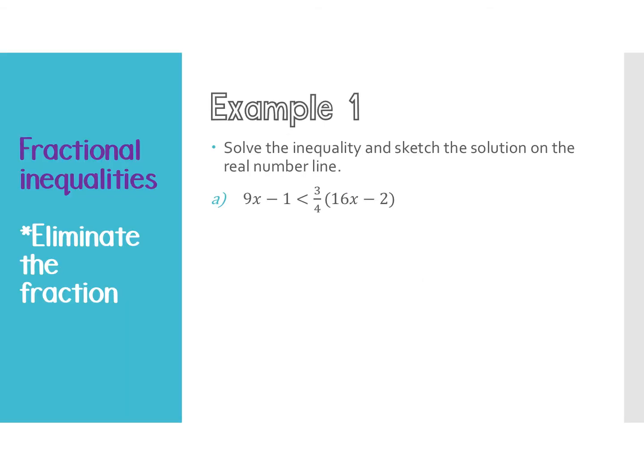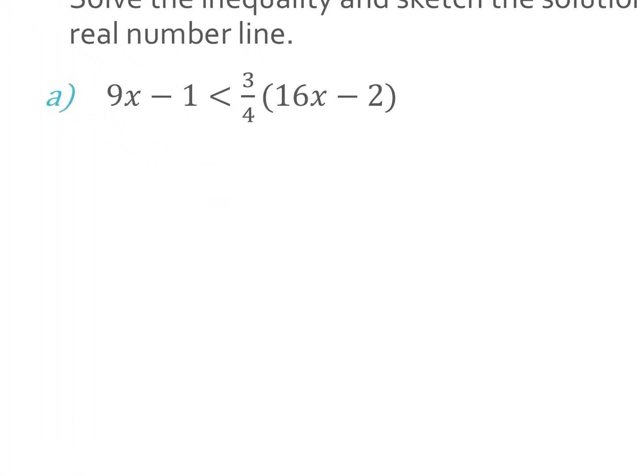All right, so this one says solve the inequality and then sketch the solution on the real number line. 9x minus 1 is less than 3/4 times 16x minus 2. So what's one way to start it? You can distribute the 3/4. So 9x minus 1 would be less than. 4 would go into 16. 4 times 3 times 4 would be 12x. And then 3/4 times 2. 2 would go into 4 twice, and I'd get -3/2.